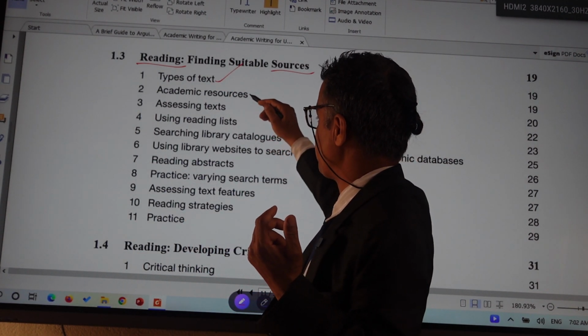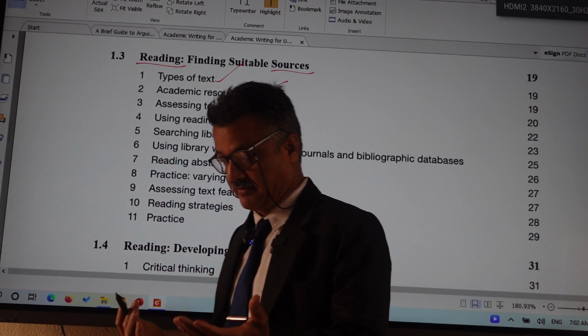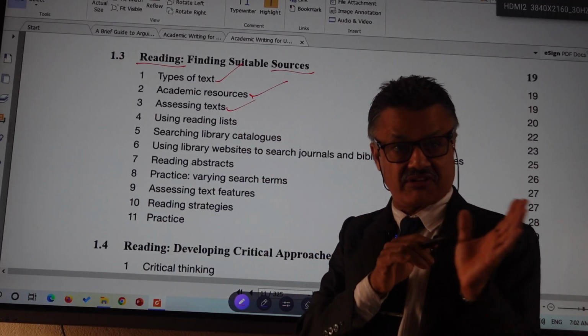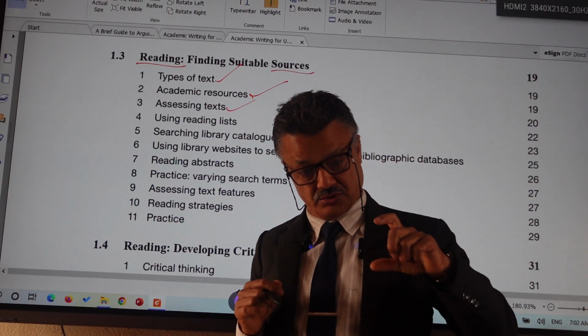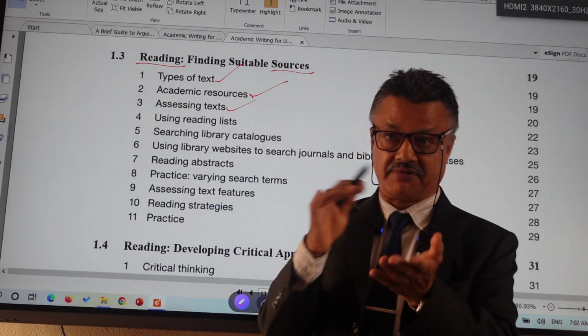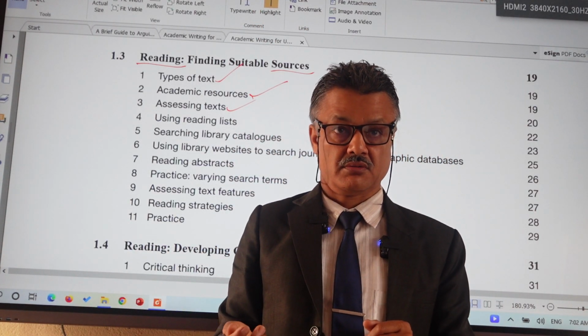Then you have academic resources. You hold the book in your hand, and you don't read it. You assess the text. Is it relevant for me? Is it useful? You decide. How do you decide that? You read some paragraphs from the introduction. If there is a blurb at the back, you read the blurb. It tells what the book is about, right?